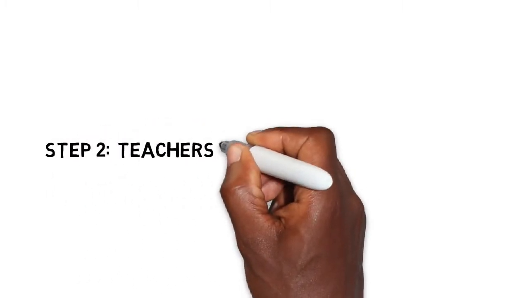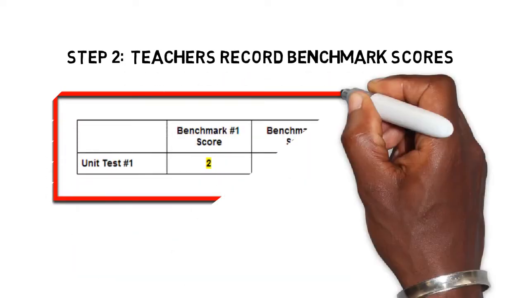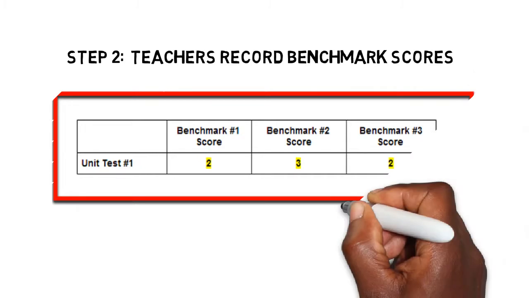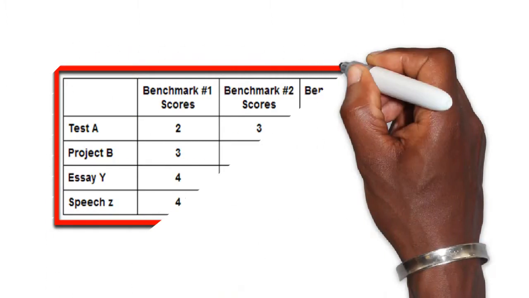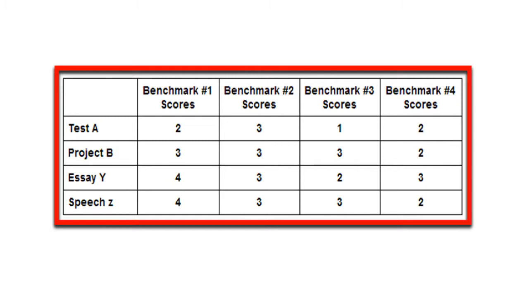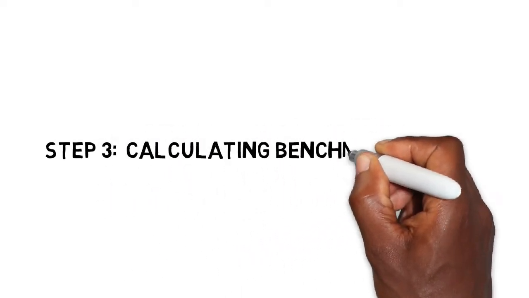Step number 2 is for the teachers to record benchmark scores. After a student takes a test, the teacher scores the assessment, recording the student's score in the gradebook by each individual benchmark. Over time, students take a number of assessments and receive a number of scores for each of the benchmarks. Step 3 is calculating individual benchmark scores.